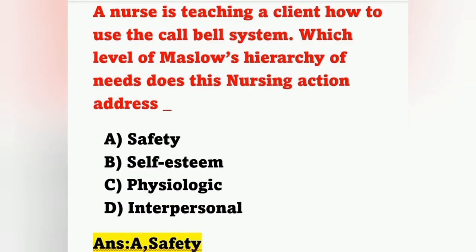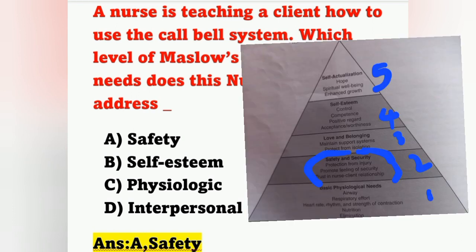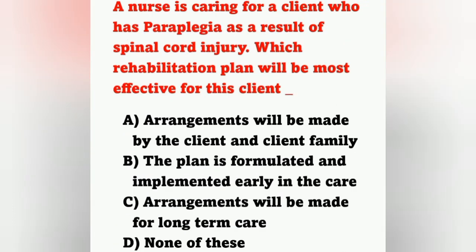This is for the safety and security of the patient. So here safety and security will be the correct answer. Here safety is there, so that is the correct answer, option A. According to Maslow's hierarchy of needs theory, the physiological need is the basic need or first priority. Okay, and the second is safety and security. The next is love and belonging. The next one, self-esteem and self-actualization. Move on to the next question.